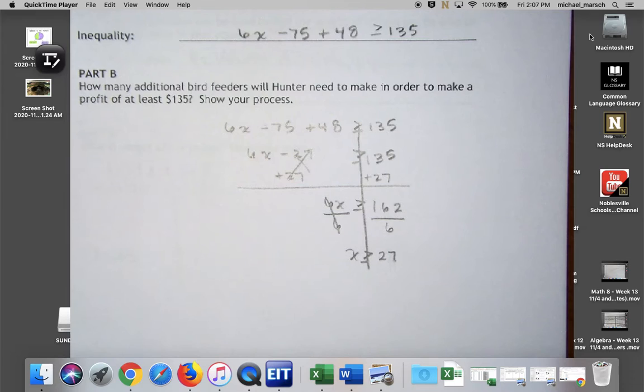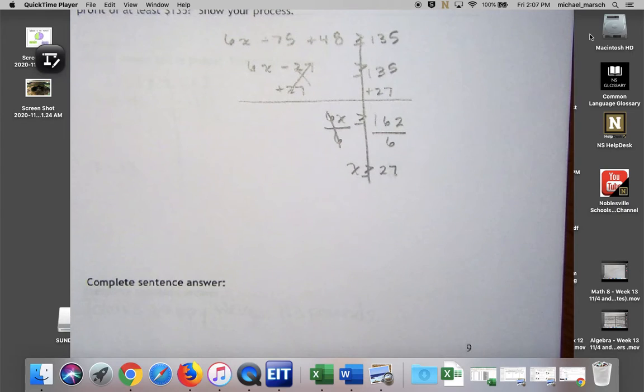So what does that 27 represent in the context of our problem? Yeah, he's got to get busy, Hunter. Better get to the Lowe's this weekend.